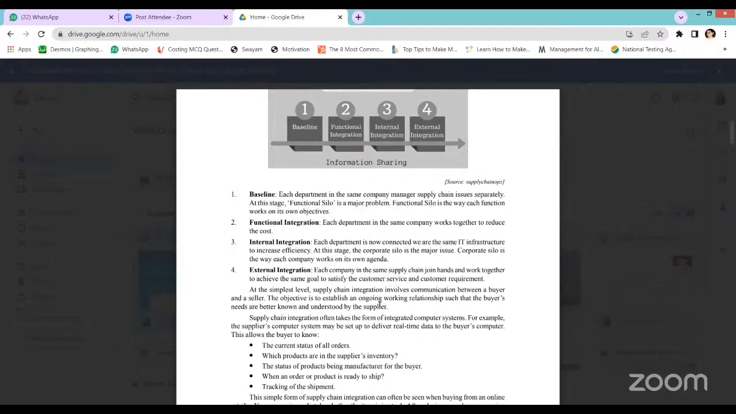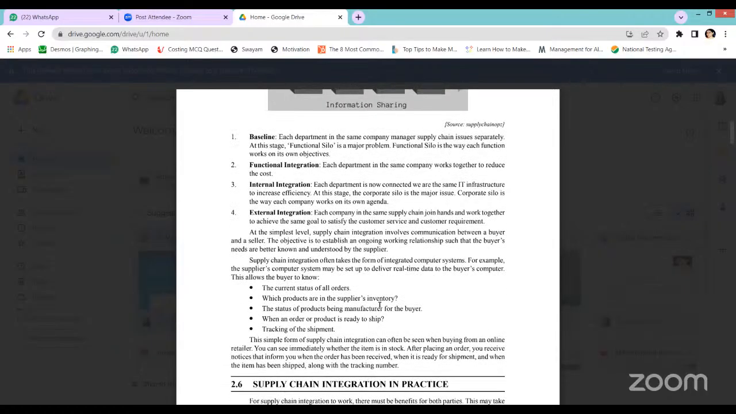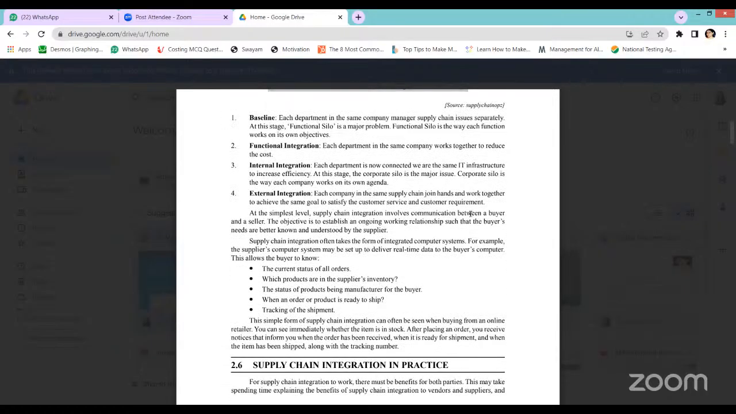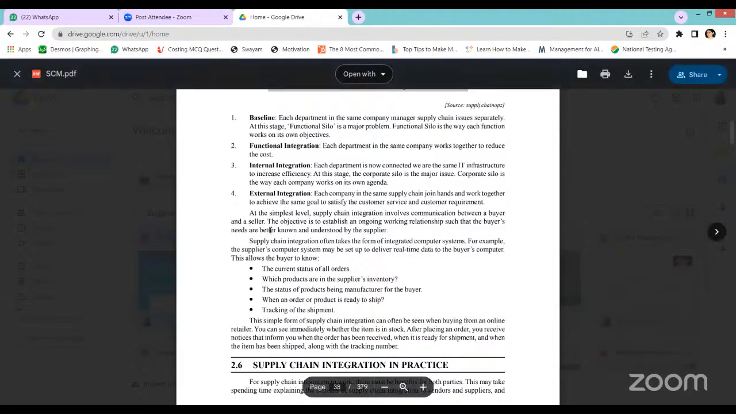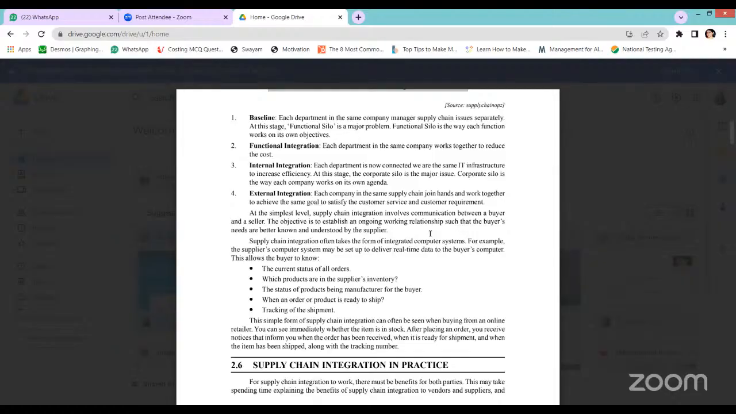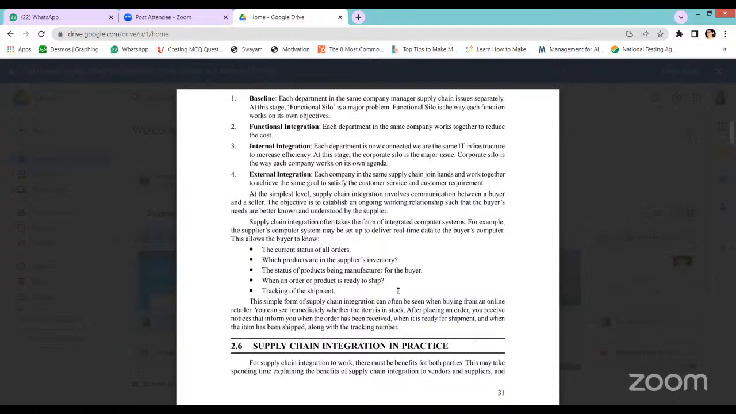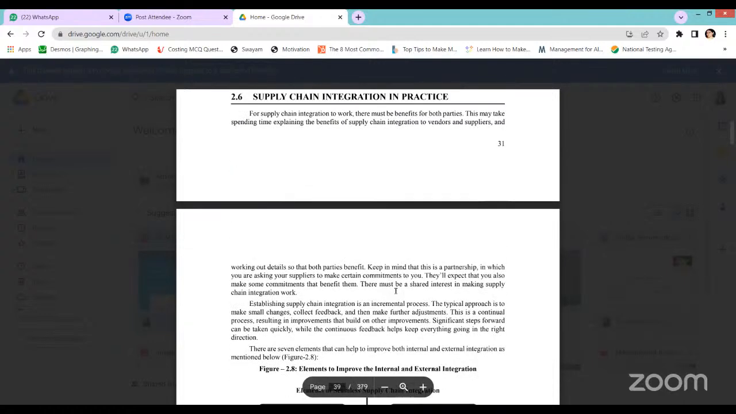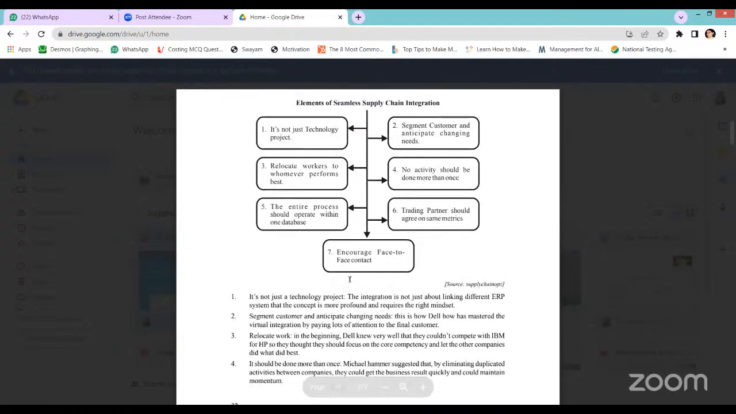Right? I hope so. The next one is that integration involves communication between a buyer and the seller. The objective is to establish ongoing working relationships so that buyers' needs are better known and understood by the supplier. The very purpose of this integration is this. Now let us see supply chain integration in practice, how it takes place.